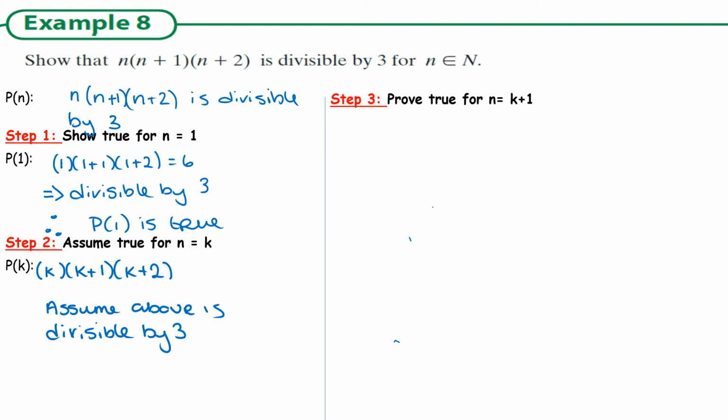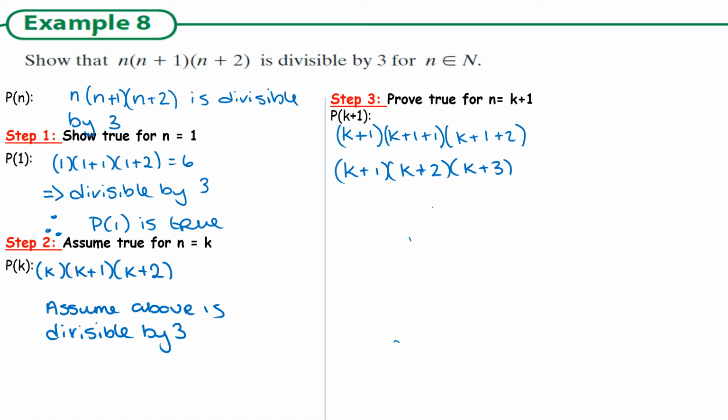So now we're going to have step 3. So prove true for n equals k plus 1. So we get k plus 1 times k plus 1 plus 1 times k plus 1 plus 2. And when we clean that up, we get k plus 1 times k plus 2 times k plus 3. Remember, we always want to come back to what we had. So this bracket we had, this bracket we had, and this one we didn't. So what we can think of this as is two brackets here multiplied by the third bracket.